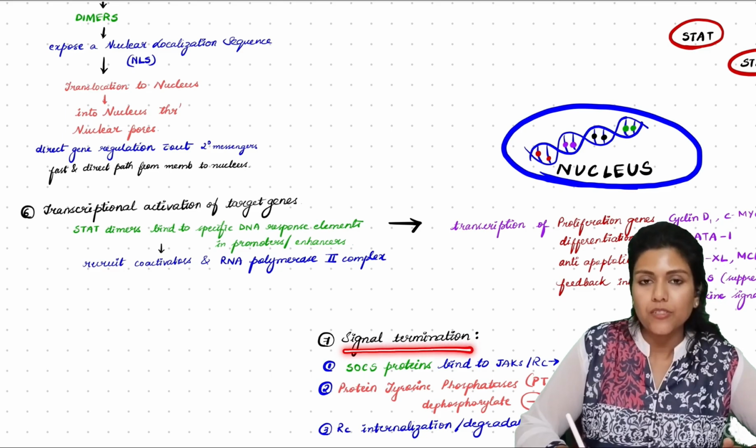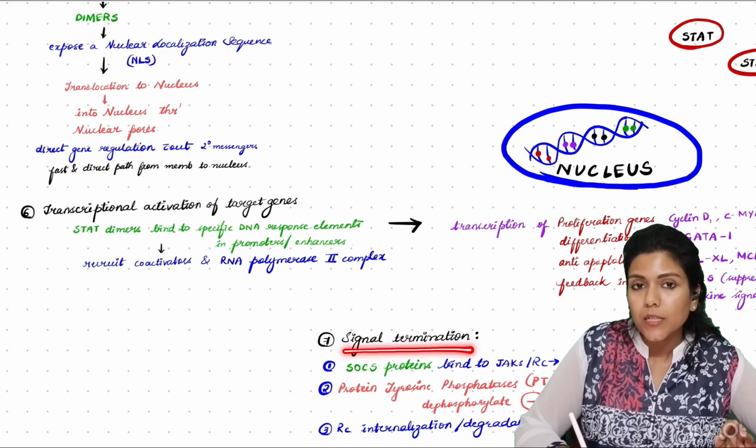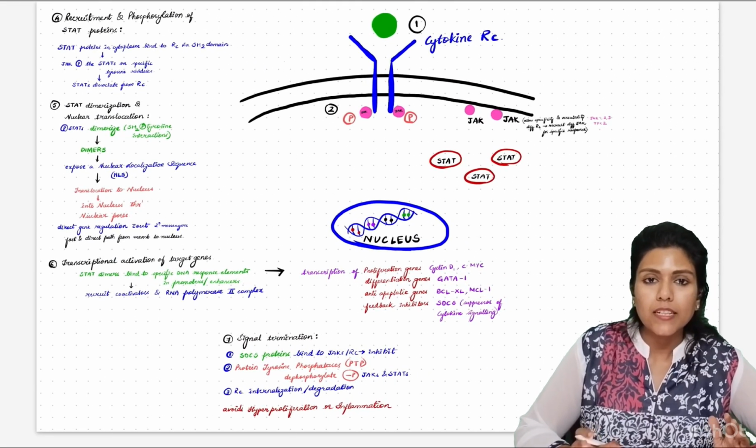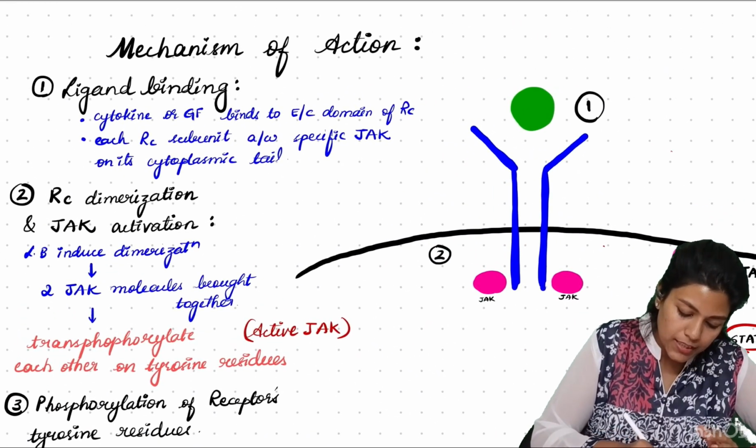Finally, signal termination. After the function is delivered, the signal finally has to get terminated to prevent overactivation. We will study the mechanism under these headings. Let's begin each one of them in detail.